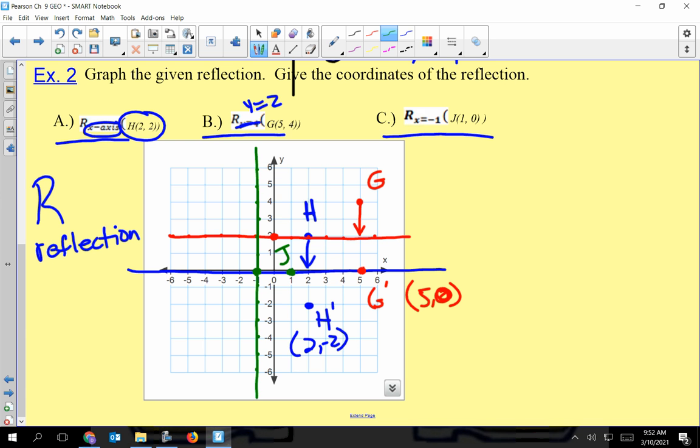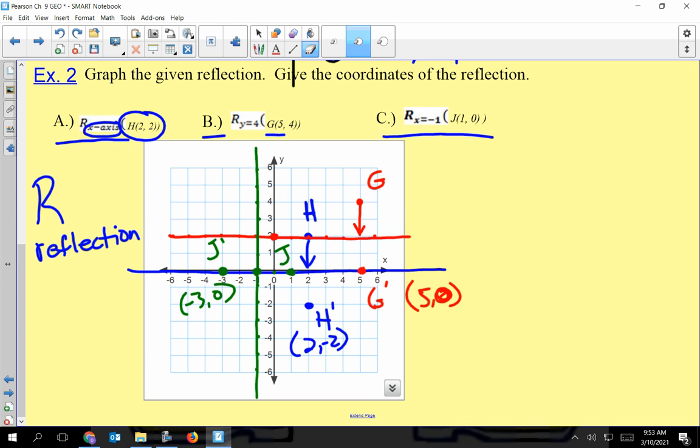And so I want to reflect J across x equals negative 1. Unfortunately, it's the same thing here. I'm 1, 2 away, so I got to go 2 away to the other side. I get that. I'll call it J prime. And that point is at negative 3, 0.